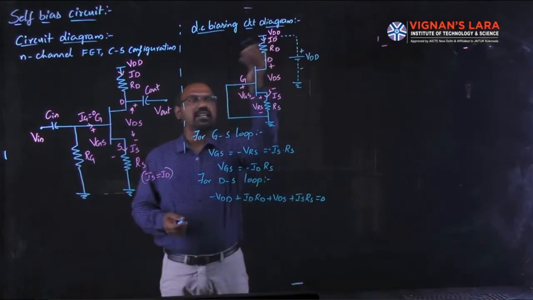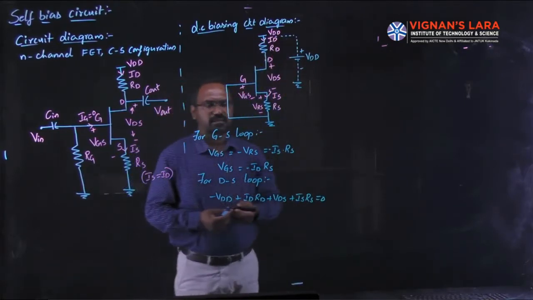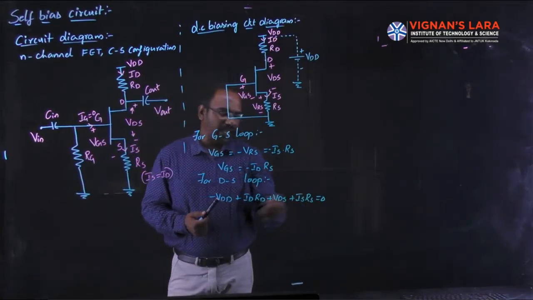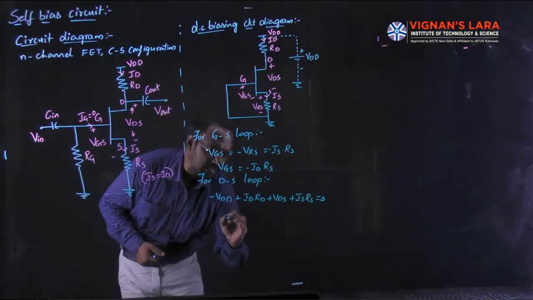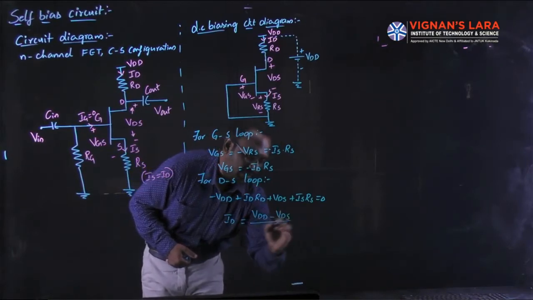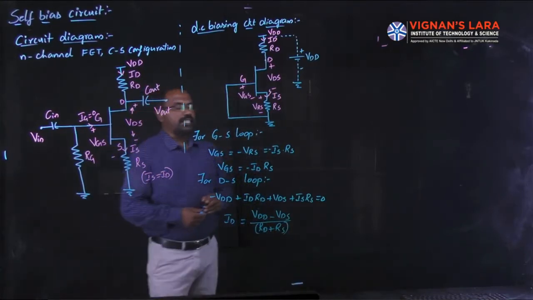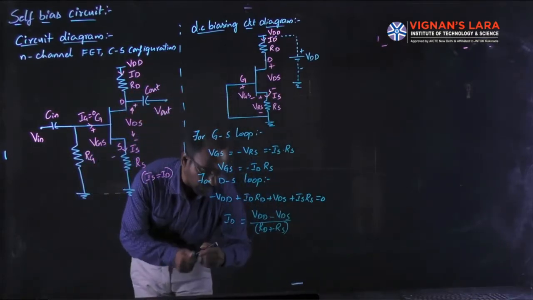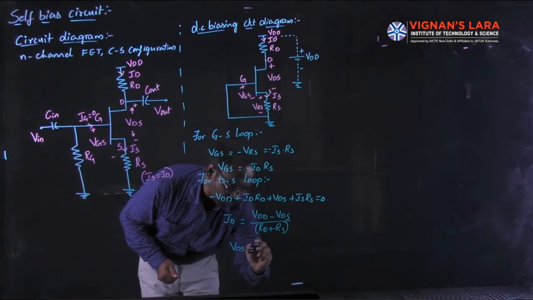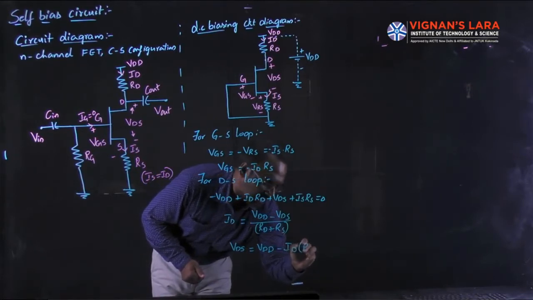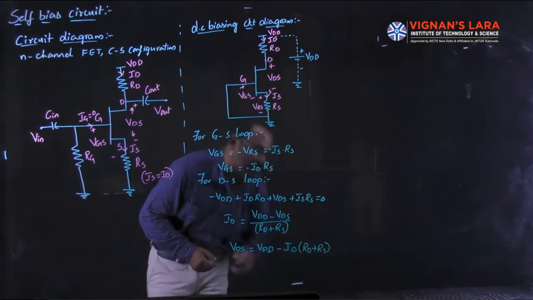But here I have written directly. I am considering this as plus and minus, right? So from this, ID is equal to same IS. So I can write ID is equal to simply VDD minus VDS divided by RD plus RS. This is the expression for drain current. And similarly, VDS is equal to VDD minus ID into RD plus RS.